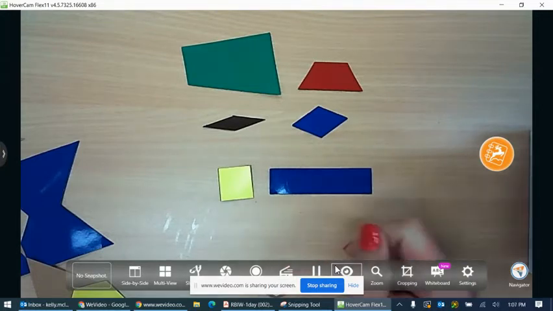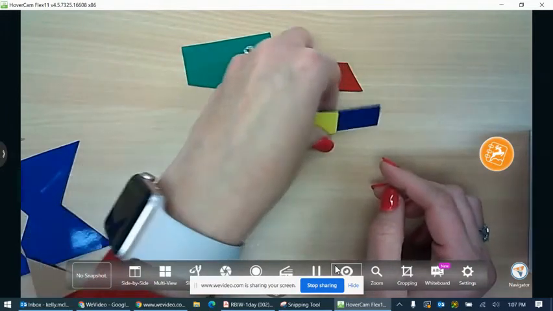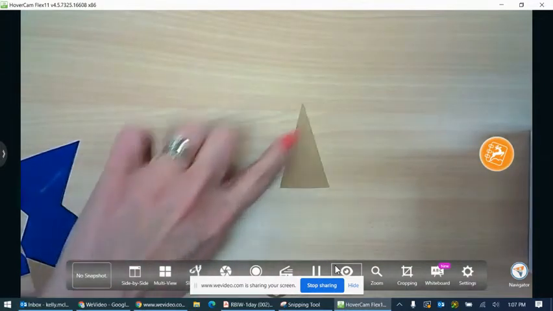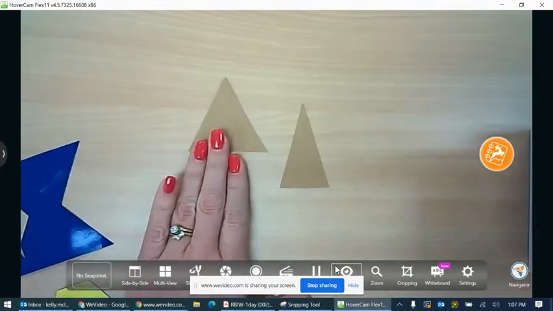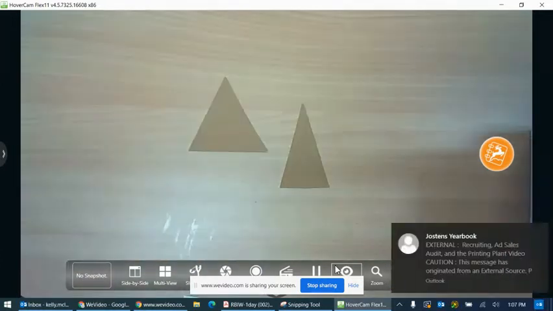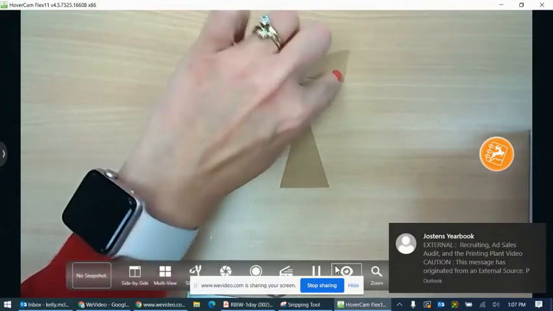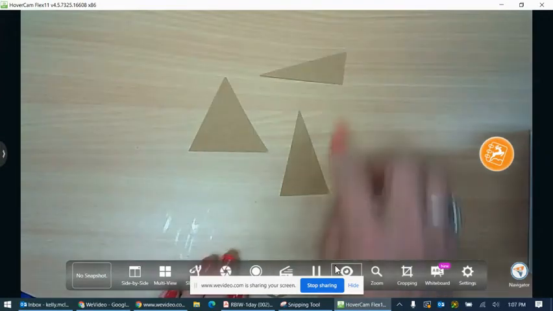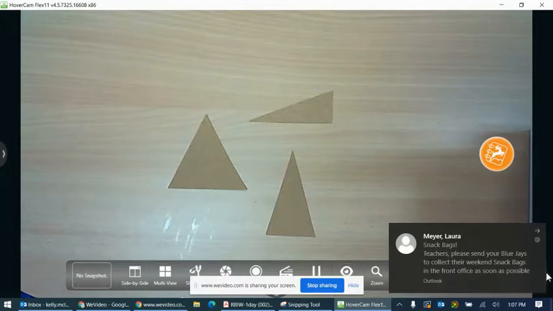Now, let's look at the difference in triangles. The defining attributes of a triangle are 3 sides: 1, 2, 3; 3 vertices: 1, 2, 3; and 3 angles: 1, 2, 3. And if you'll look at these different triangles, they're shaped differently.